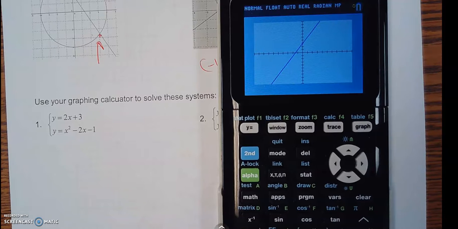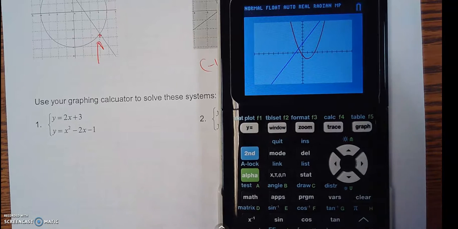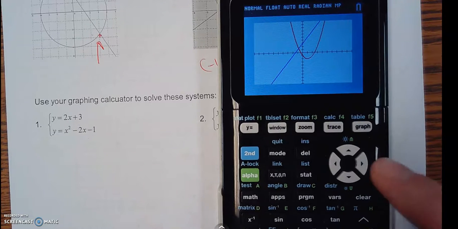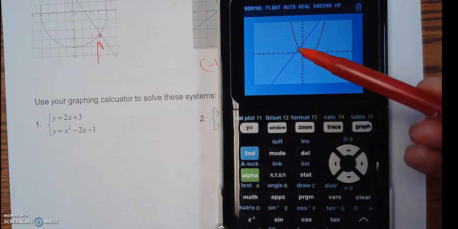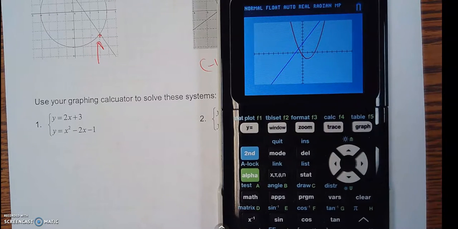There's my first line. There should be a U shape showing up here. There's a U shape, and if you notice, there are 2 solutions to this. There are 2 places where these are going to meet. For the first one, I can let the calculator find it, because if I zoom in here a whole bunch, it's not on a perfect square. It's not 2 whole numbers. It's going to be 2 decimal numbers.